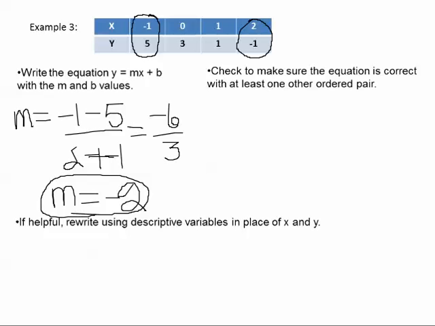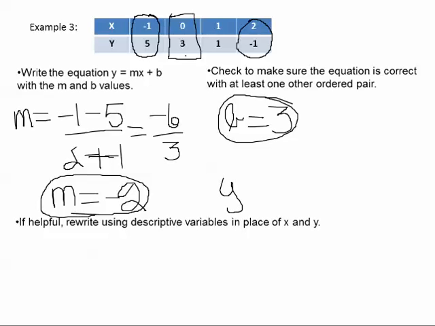I need to find my y-intercept. And remember, on that last example, I told you your y-intercept is whenever your x is 0. Well, here, my x is 0, so my y-intercept is going to be 3. So my equation is y equals -2x plus 3.